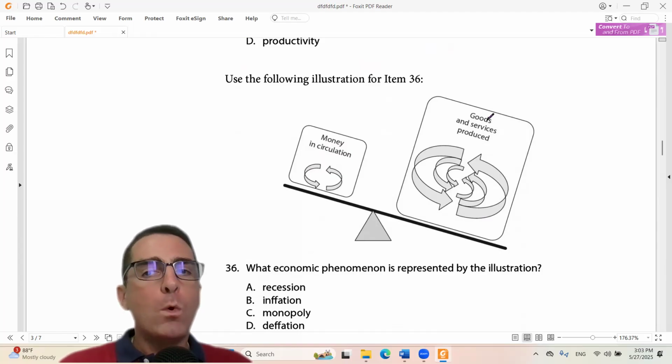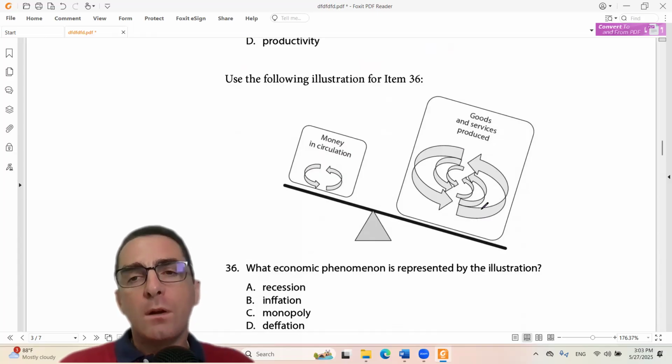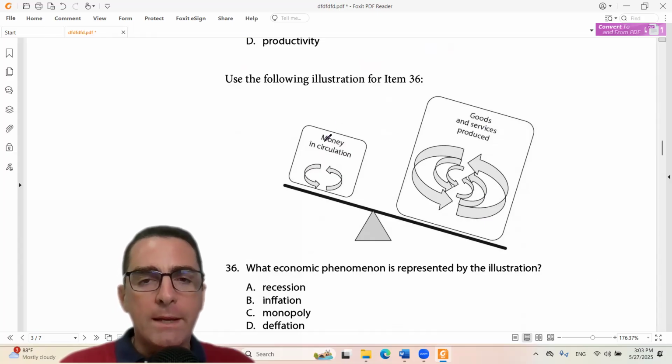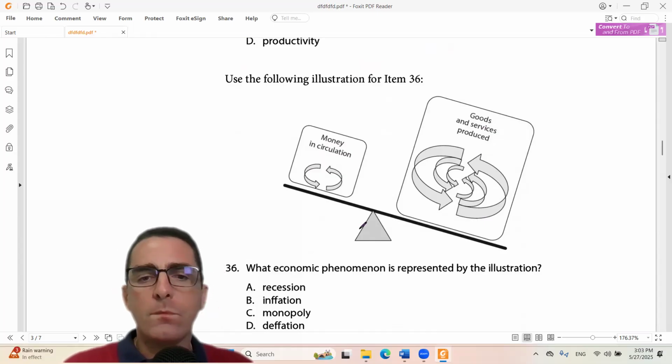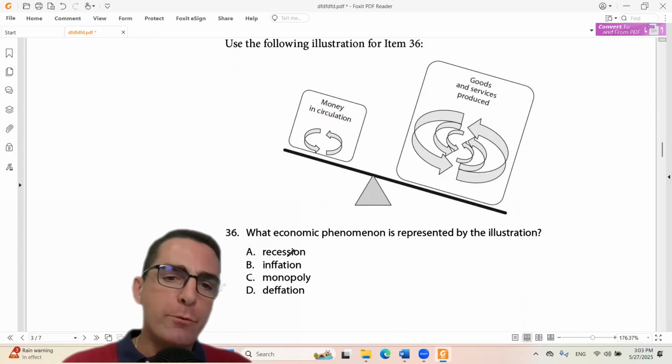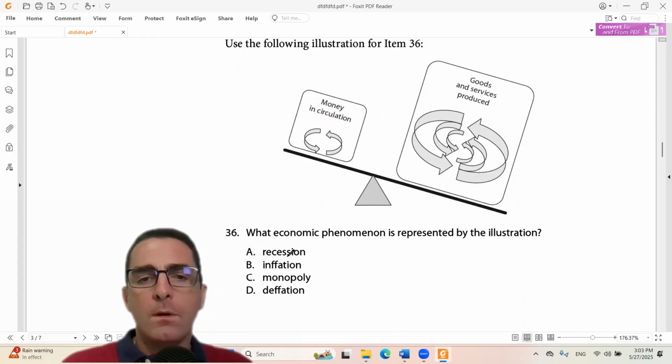So if there are more goods and services being produced than the actual money in circulation, what do you think will happen? There's not enough money, there's less money chasing the same amounts of goods and services. So what do you think? Would it be A, recession, B, inflation, which is spelt wrong, C, monopoly, or D, deflation?